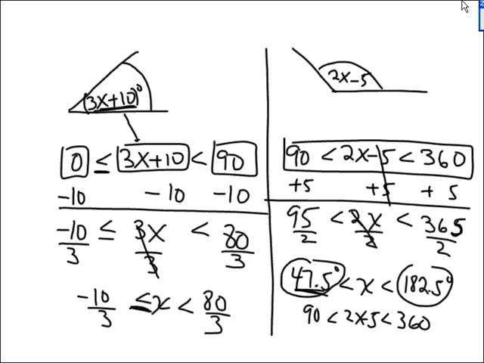2x minus 5 is between 90 and 360. There are no constant constraints on x. It depends on what we're calling the angle. I can get x to be rather large. I can get x to be decimal values. It depends on whether you call the angle 2x minus 5 or x plus 3 all over 10,000.